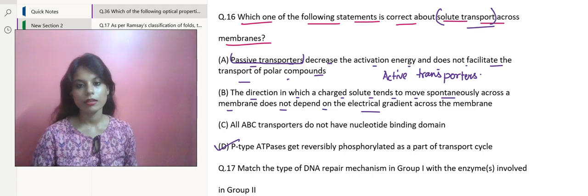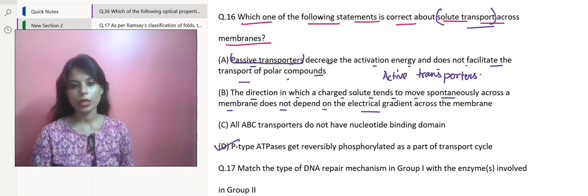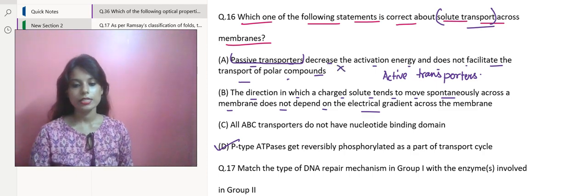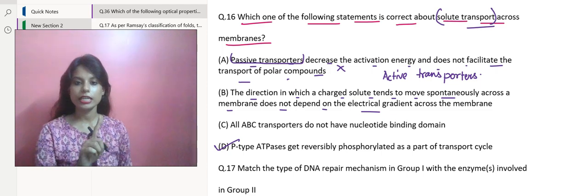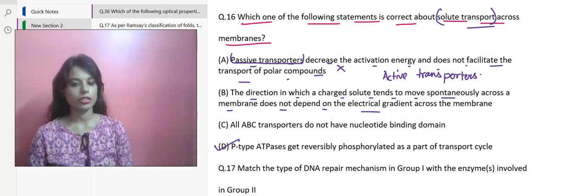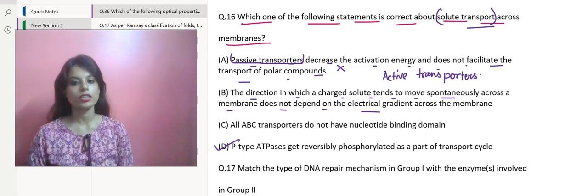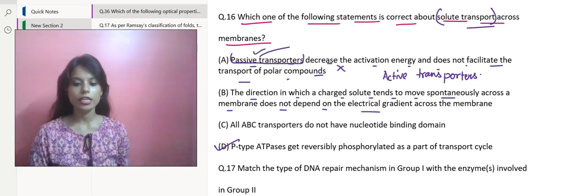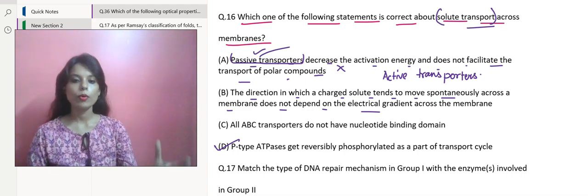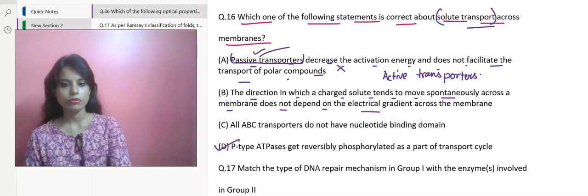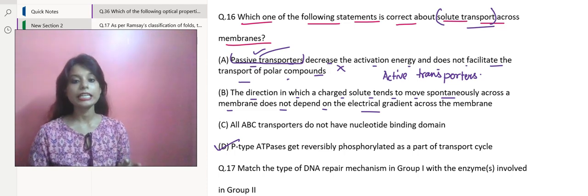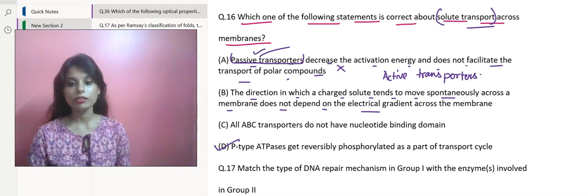So from this discussion, we can come to the conclusion that option A is incorrect because passive transporters do not decrease the activation energy. They simply facilitate the movement of solutes down their concentration gradient. Okay, and these passive transporters can transport both polar and non-polar compounds depending on the nature of the transporter and the solute. Okay, that is why this is incorrect. Now talking about the second option.